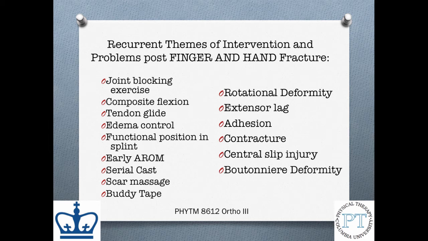Doing early active range of motion, serial casting to continue to work on range of motion, scar massage, and buddy taping when the fractures of the phalanges are non-displaced. The continued problems that we see are rotational deformities, extensor lags due to an avulsion of the extensor tendon, adhesions of the tendons onto the bones that are healing, contractures, central slip injury, and a boutonniere deformity.